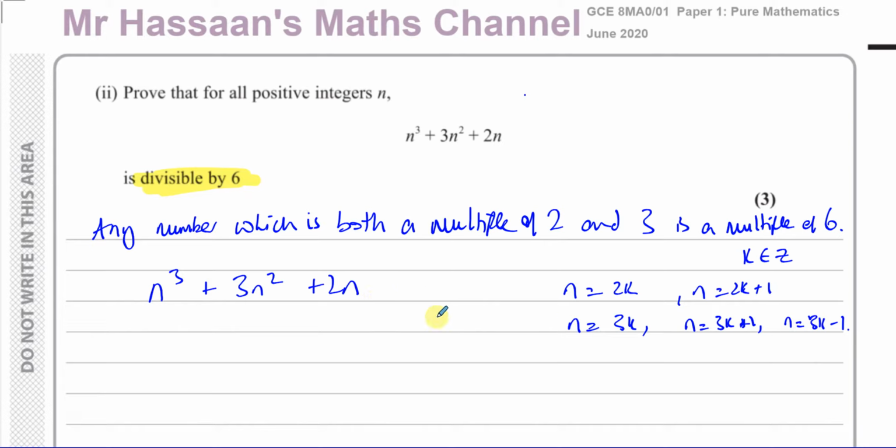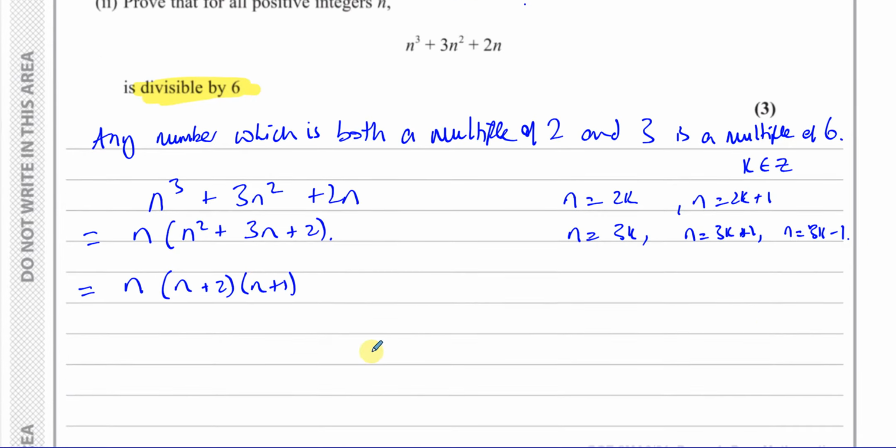Now that's very long-winded, especially when you've got an expression like this. It's a very long-winded way of dealing with it, only for 3 marks. So to make life a bit easier, let's try to simplify this expression by factorizing. You can see there's a common factor of n. So you have n times n squared plus 3n plus 2. And this can also be factorized further. If we factorize this further, you have 2 numbers multiplied to give you 2 and added to give you 3. Well, that's n plus 2 and n plus 1. Now, if I rewrite this, I can see that this is n times n plus 1 times n plus 2.